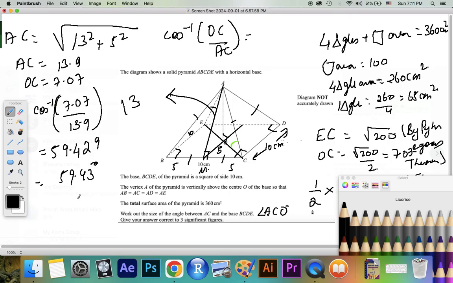So the answer, in 3 significant figures, you can write it as 59.4 degrees for this angle ACO. Yes, just try it out. Tell me if you don't understand. Yeah, thank you.